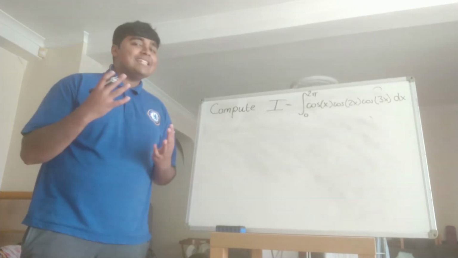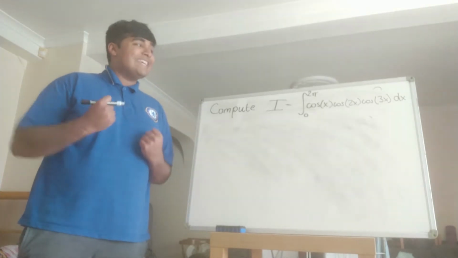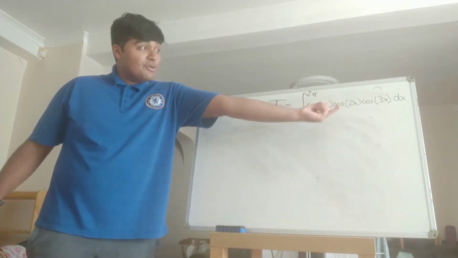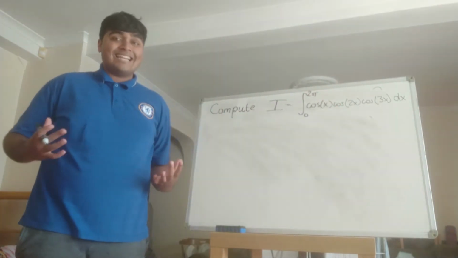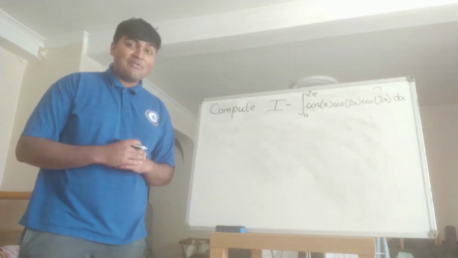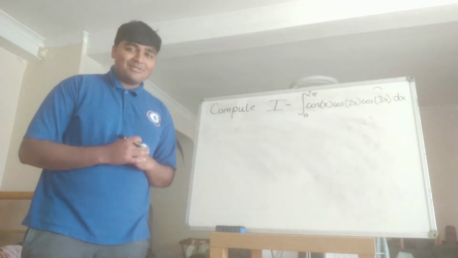Today we're going to be doing an integral video. We want to compute the integral from 0 to 2 pi of cosine of x times cosine of 2x times cosine of 3x dx. Okay, so if you want to have a go at evaluating this integral, pause the video now and give it a go for yourself, and I'm going to get stuck straight into a solution.